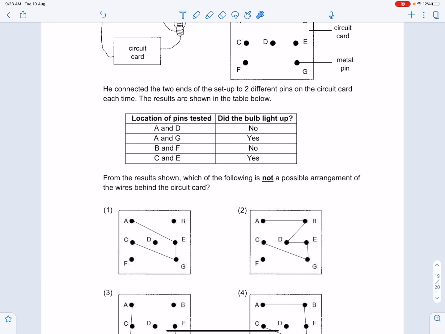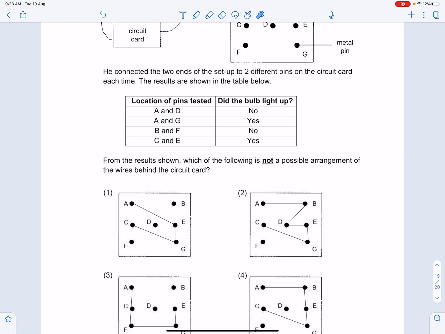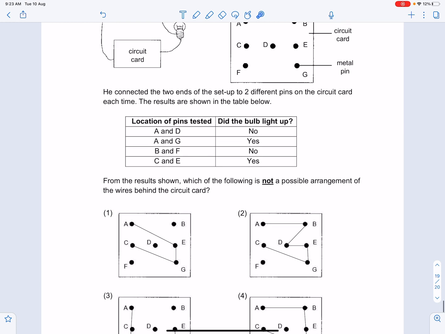To make things simple, I'm just going to start off with number 1. Remember, you have essentially a light bulb, so you're going to connect this light bulb. They say that if you connect A and D, the light bulb did not light up. Is this true? Yes. Why? Because if we look, there is a gap over here. The circuit is not complete. So this is correct. And then you can redo for A and G, which is the next one.